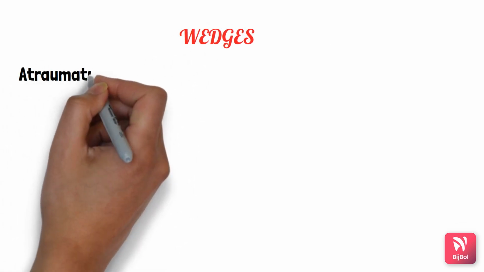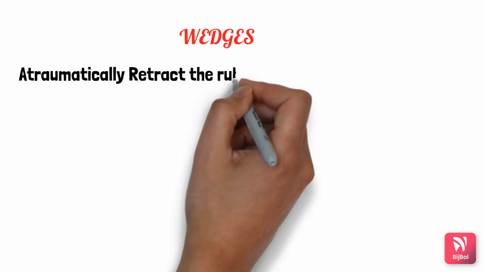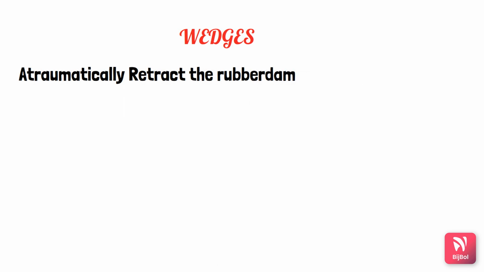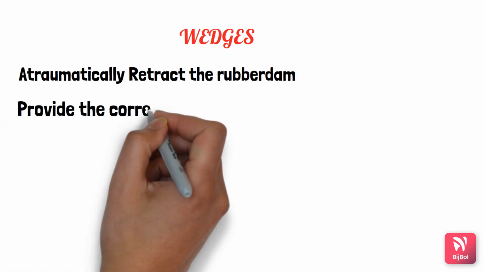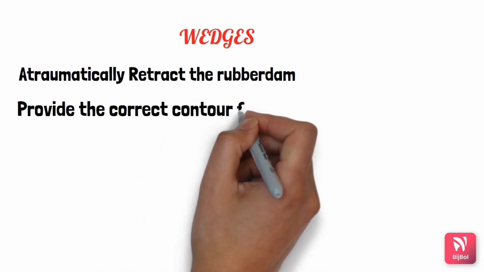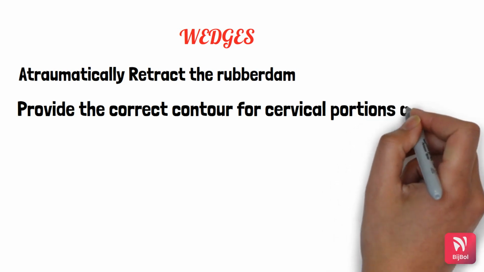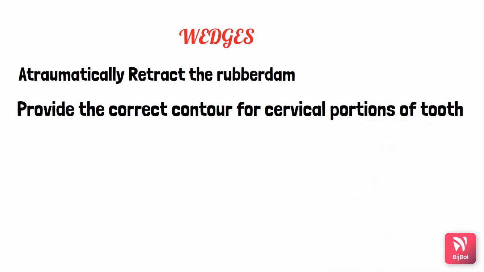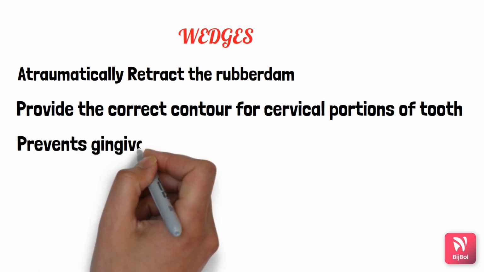Now we can see the wedges. They are of two types, the plastic or the wooden. And the functions of the wedges: they can atraumatically retract the rubber dam and provide the correct contour for cervical portions of proximal restorations by adapting the matrix band accurately to the cervical aspect of the tooth, and they prevent the gingival overhangs of the restorations.